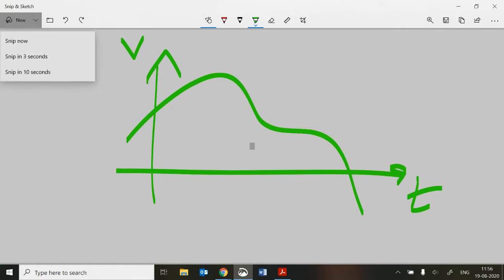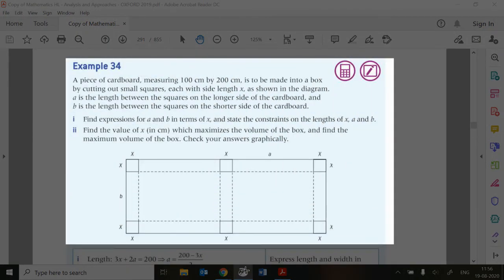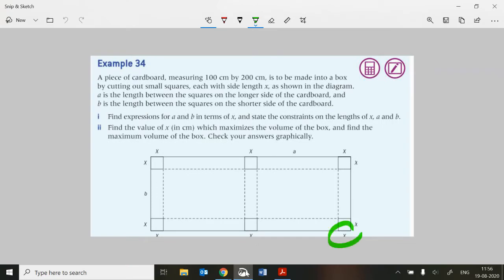Okay, so let's see if I can just take this example here, which I can, it's still there. Those are X's at the bottom.